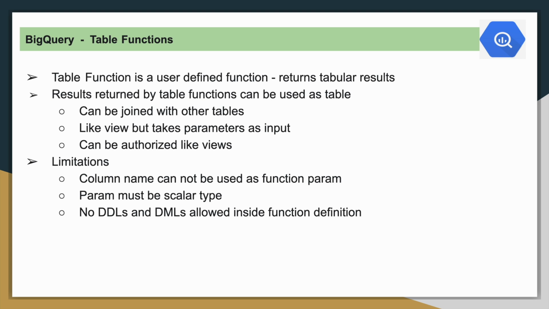Coming to the table function, it returns table kind of results. The results look like a table itself, so the results returned by this table function can be used as a table. One use case is joining these results with other tables. If you have to write a query by joining tables with some result set, definitely in that use case we can use this table function.